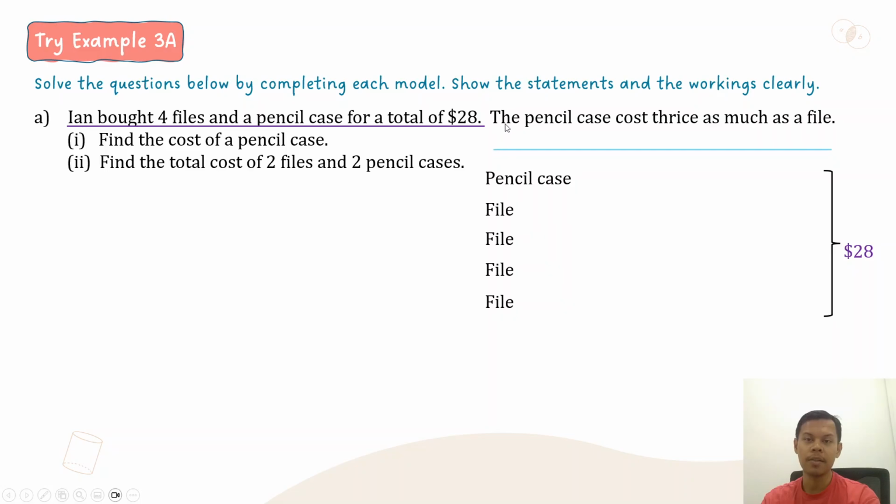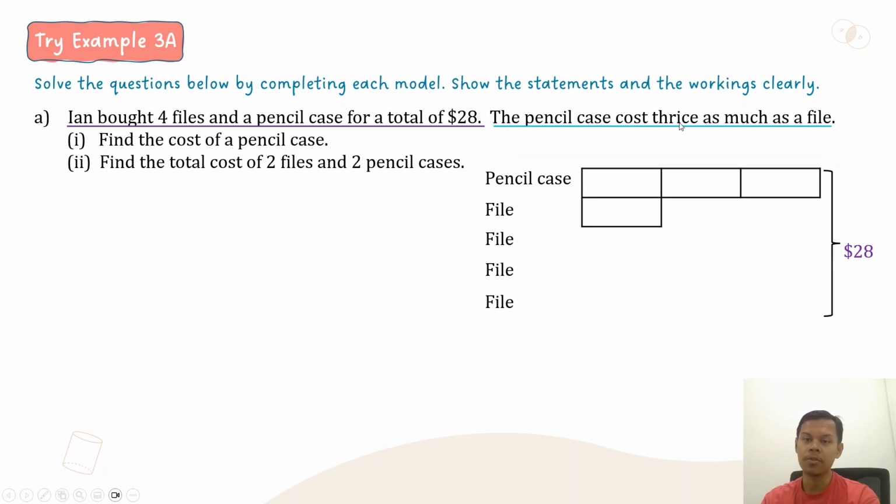But then, the second sentence, the pencil case costs thrice as much as the file. So the pencil case is 3 boxes longer than the file. Next, we just duplicate whatever we have drawn here for the file. We extend it further, because we bought 4 files. Now, they are asking the cost of a pencil case. How much does the pencil case have? We need to draw... Okay, this is what we are looking for, the first part.